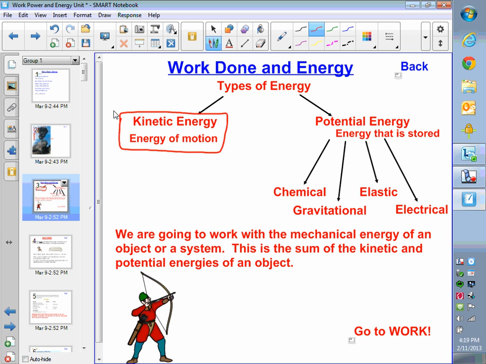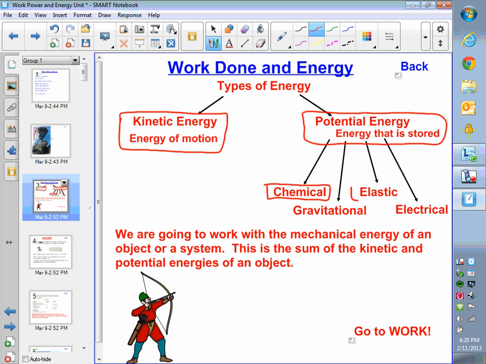We also have potential energy, and potential energy is just a way of saying that energy is stored in an object. It could be stored in a number of different ways. We think of chemical potential energy. That's the energy stored in the bonds that make up the material itself. Dynamite would be a great example, has a number of very strong chemical bonds, and that chemical energy can be released. That potential can be released.